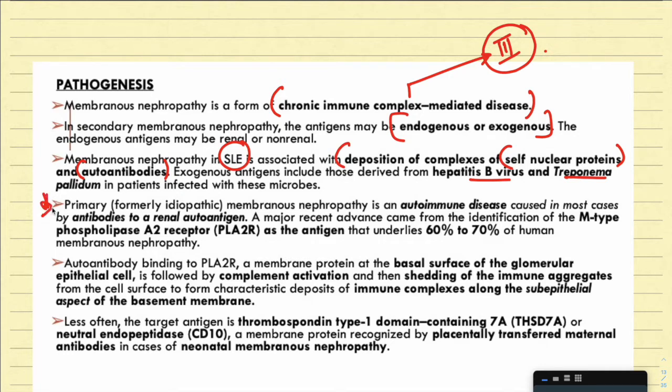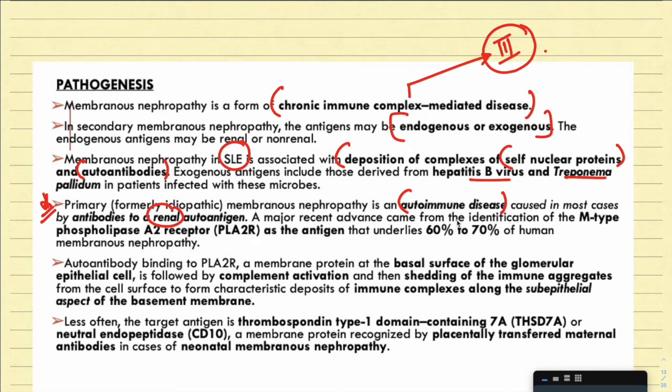But the primary variety of membranous nephropathy is basically an autoimmune condition caused in most cases by antibodies to a renal autoantigen. First of all, we have to understand that in secondary causes, the antigens were either microbial agents or certain self-antigens in our body. But in primary membranous nephropathy, it is an autoimmune disorder wherein antibodies are formed against certain antigens which are found in the kidney itself. That is why it is primary. It is not secondary to any other thing. There is primarily formation of autoantibodies against a renal antigen.